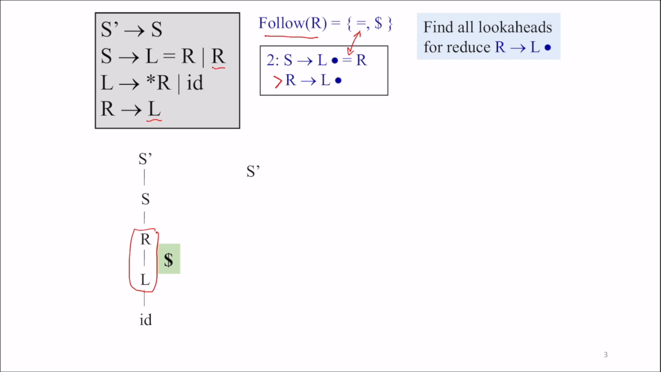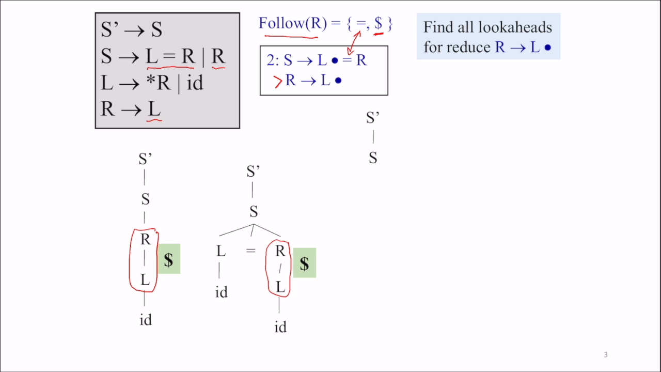Now let's look at a different derivation. S prime goes to S. And now we choose to use L equals R over here. And then I expand L to ID. R goes to L. L goes to ID. Now again, I'm looking at the context in which I can reduce this R goes to L. The context is a dollar. So in both cases so far, we've only seen the dollar. We haven't seen the equal to yet, right? In these two reductions of R goes to L, both had the end of input symbol.